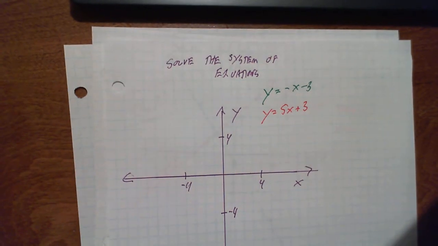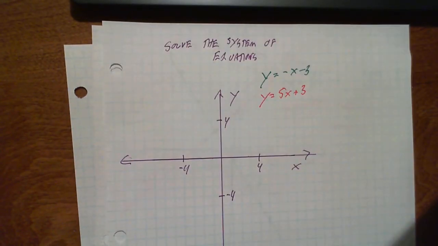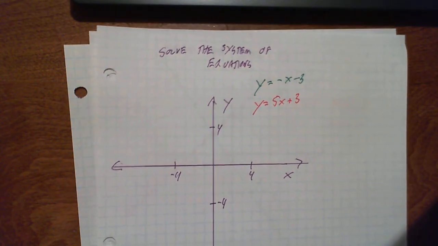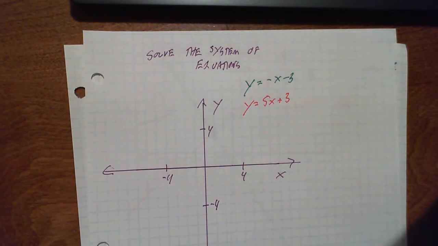Let's do one last one, then I'll let you guys go. Okay, last one. Solve the system of equations, another way you could put it, basically just asks you to find the point of intersection. Go ahead and copy this, pause it, copy it, solve it. Go.